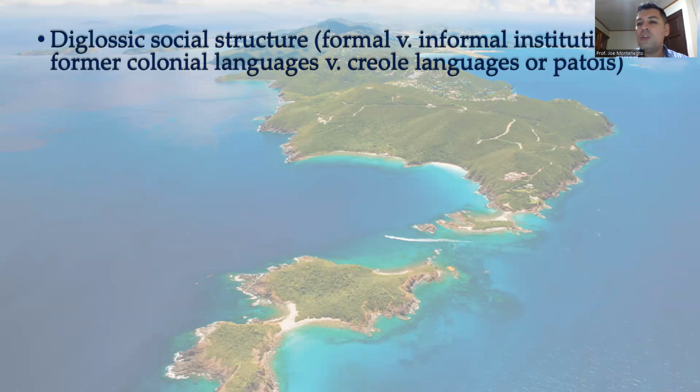formal institutions like higher education, government, etc., that speak the European language of the colonizer, whether it is French, Spanish, English or Dutch. And then there are informal institutions, like everyday life and even literature, music, art, that employ the Creole languages or the patois, which are a mixture of the African languages that they brought and the European languages that they entered in contact with.